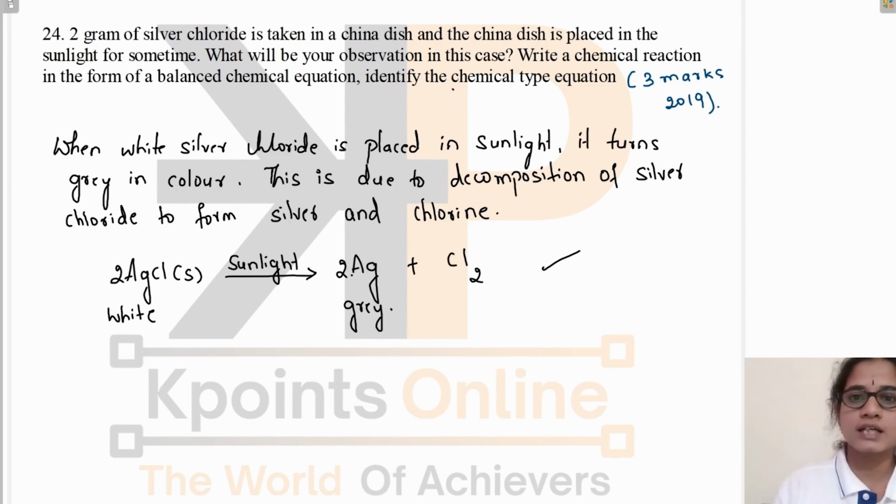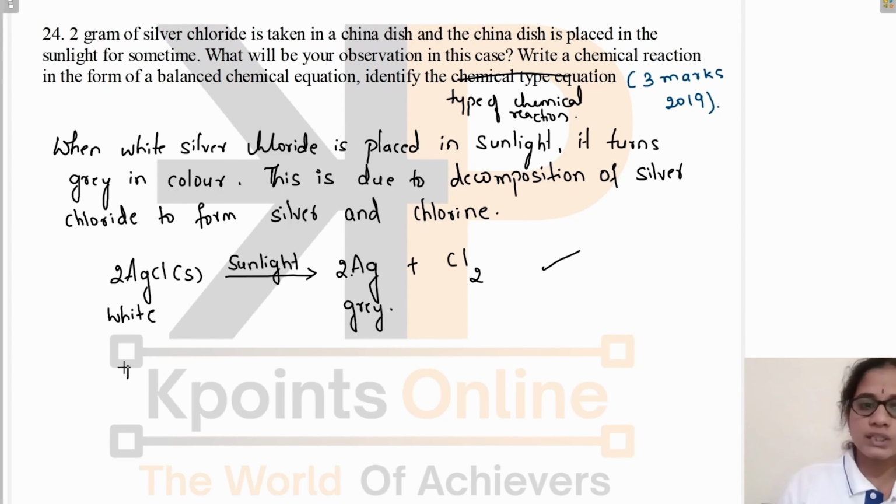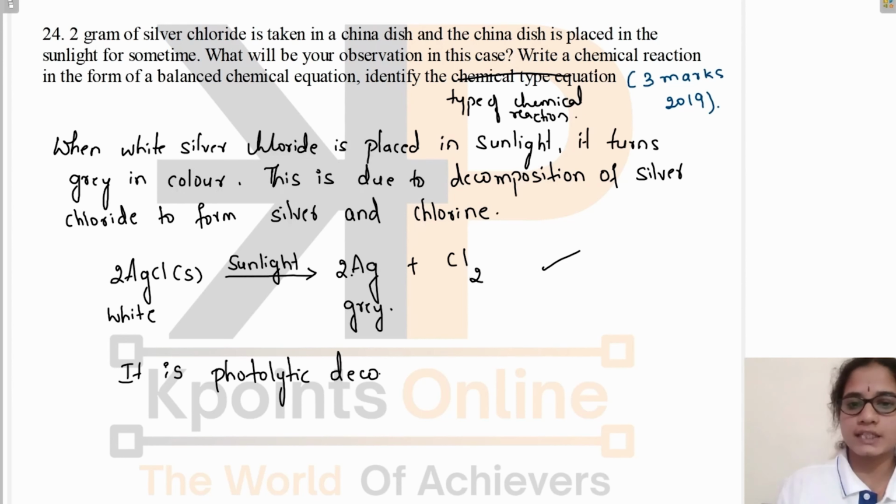Identify the type of chemical reaction. We know that it is a decomposition reaction. We should mention photolytic decomposition. As we know that it has taken place in the presence of sunlight, we should mention it is a photolytic decomposition reaction. Yes, this is all about this answer.